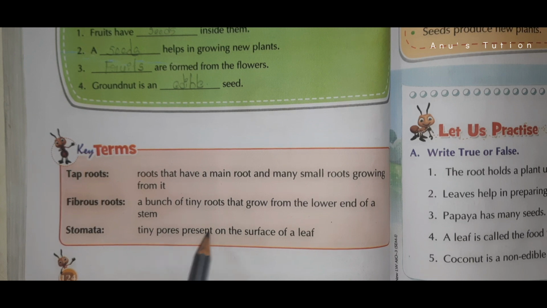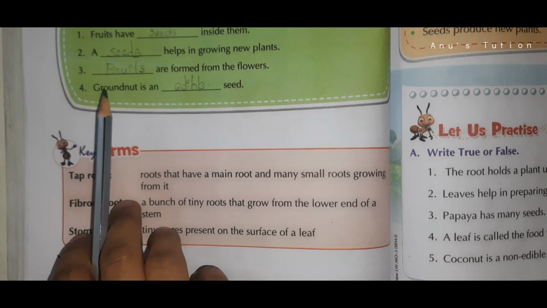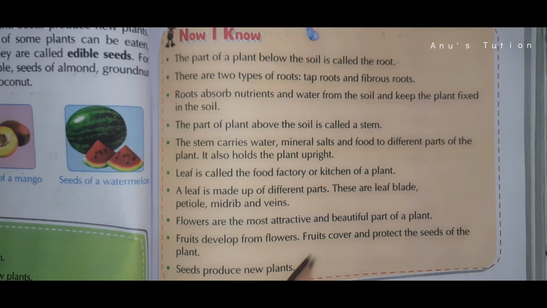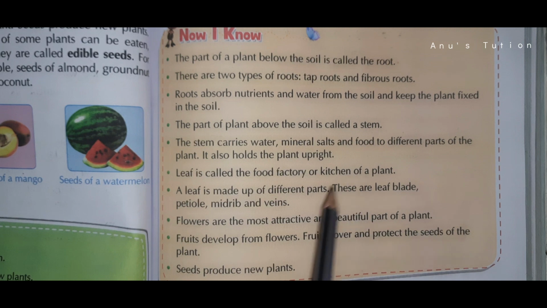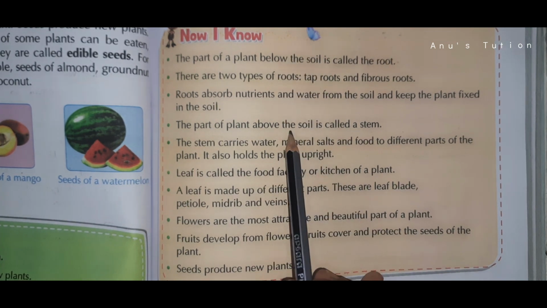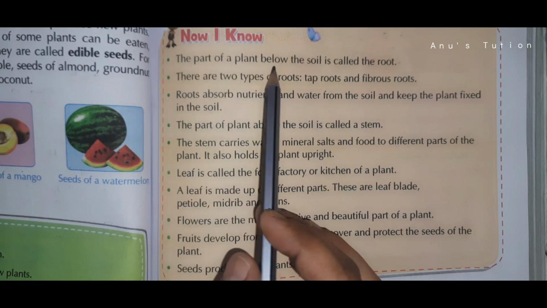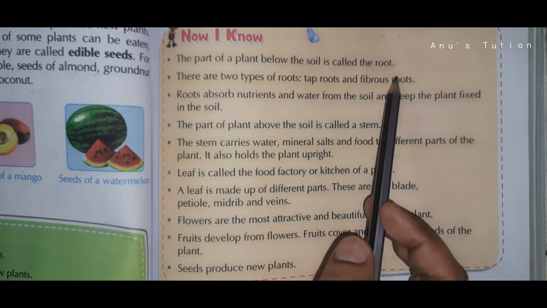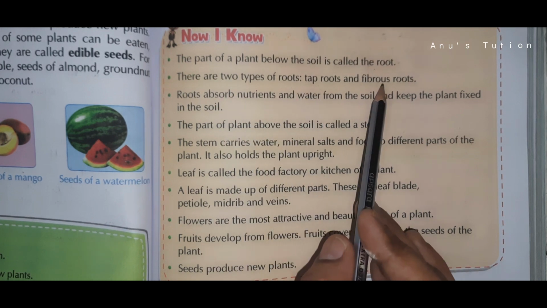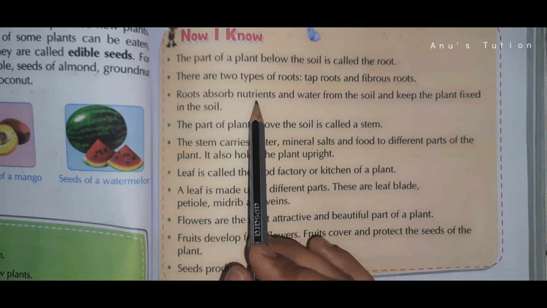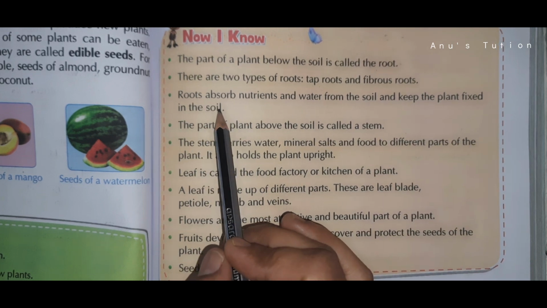Stomata are tiny pores present on the surface of a leaf. In every leaf there will be stomata. Okay, next. Now I am going to tell you all the important points from this whole lesson. See here, very important points. The part of a plant below the soil is called a root. There are two types of roots, taproots and fiber roots. Roots absorb nutrients and water from the soil and keep the plant fixed in the soil.